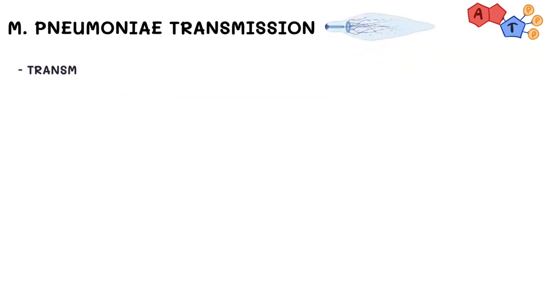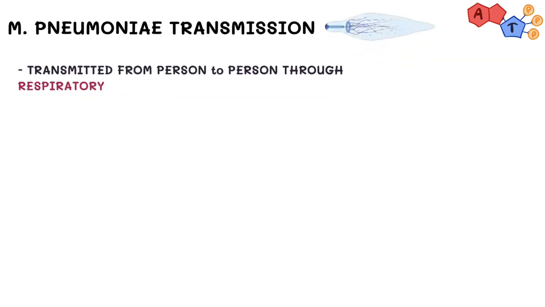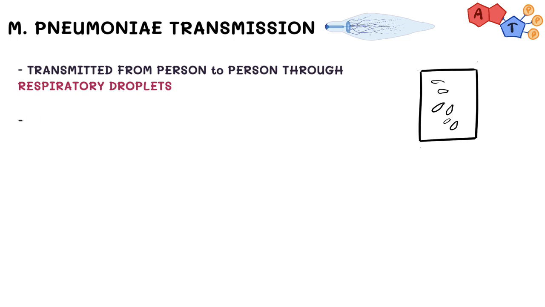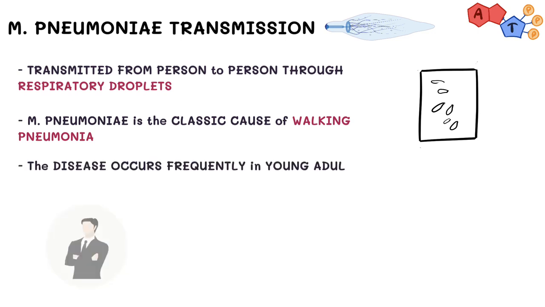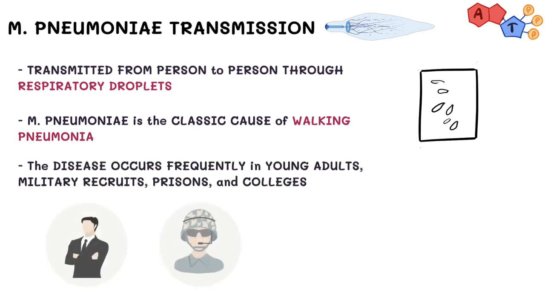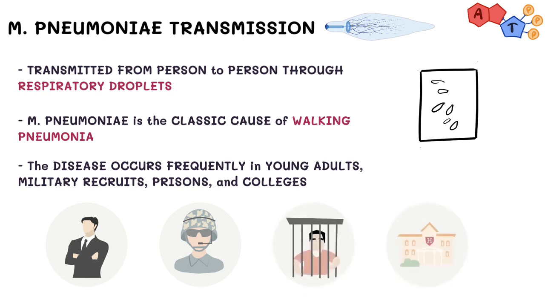Mycoplasma pneumoniae is transmitted from person to person through respiratory droplets, and it's the classic cause of walking pneumonia, which is a non-medical term for pneumonia that is not severe enough to require bed rest or hospitalization. The disease occurs frequently in young adults, military recruits, prisons, and colleges, where people spend a lot of time together in each other's close quarters.